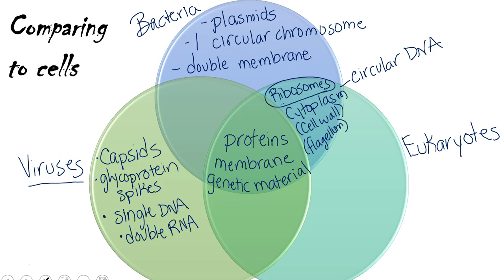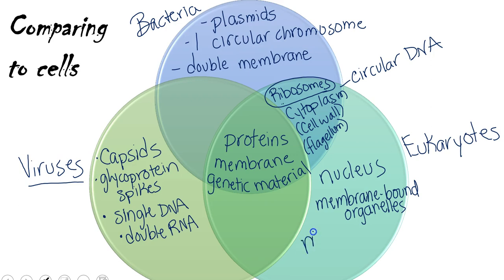All right, and then if we take a look at eukaryotes, eukaryotes are the only ones with a nucleus. They are the only ones with membrane-bound organelles. And then if we think about their chromosomes, eukaryotes are usually the only ones with many chromosomes instead of just one. Both eukaryotes and viruses may have linear genetic material as opposed to circular genetic material.